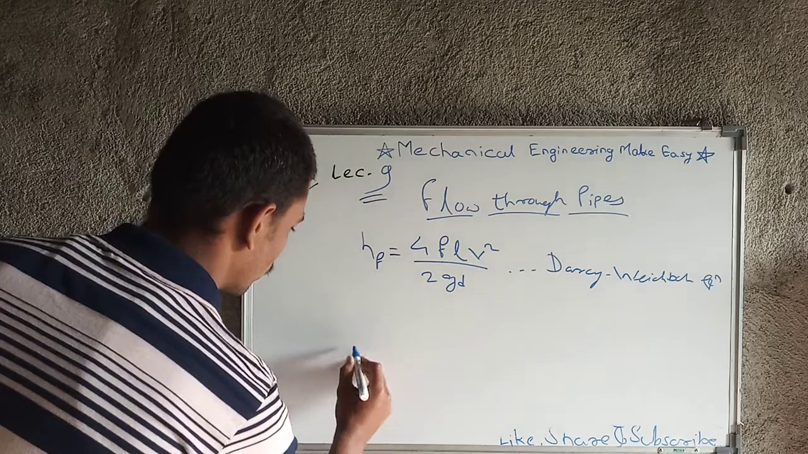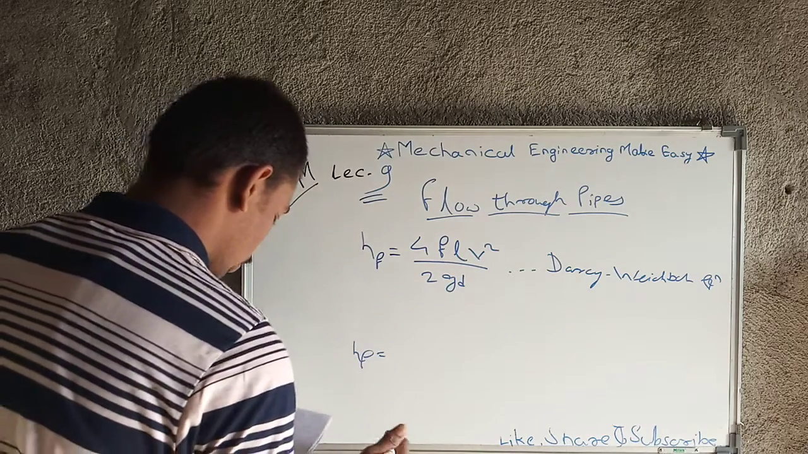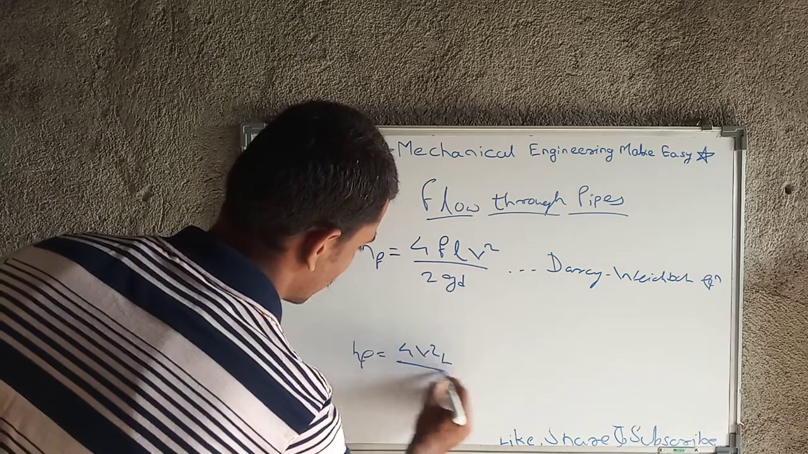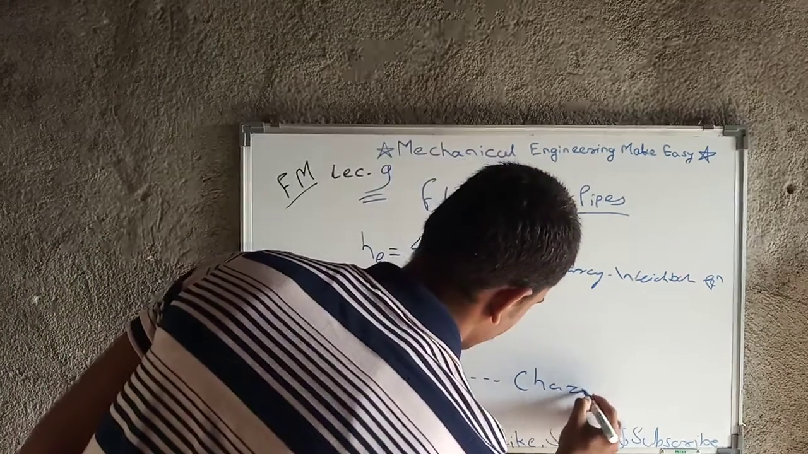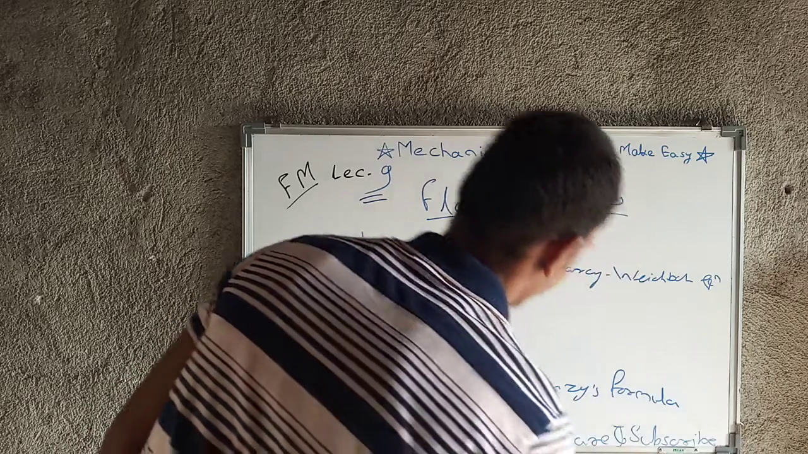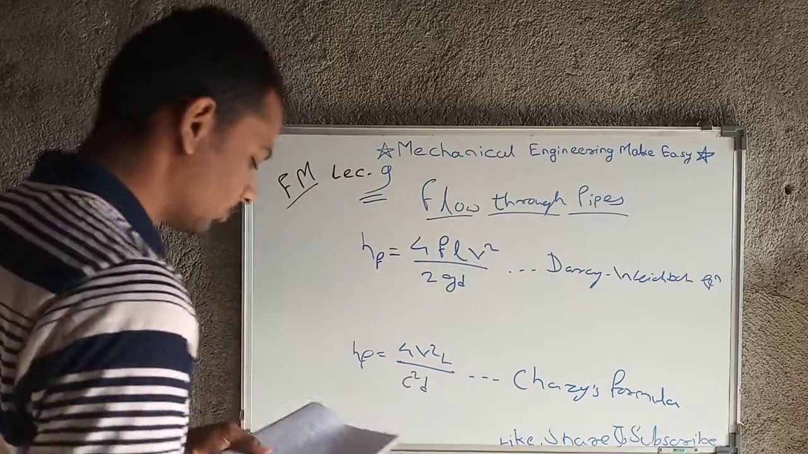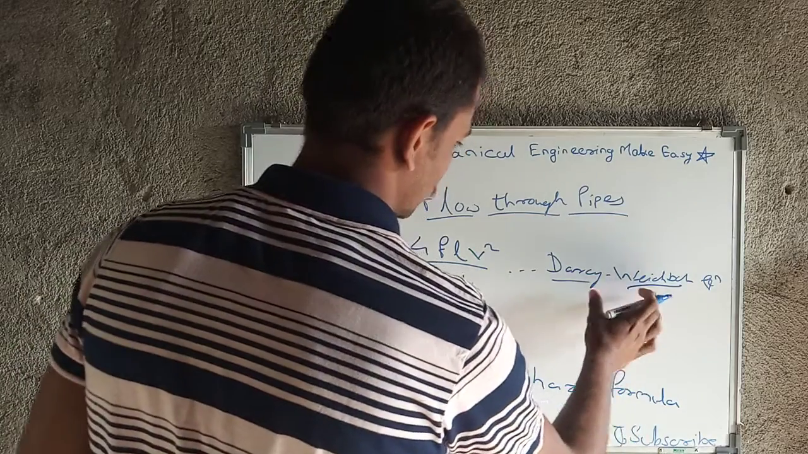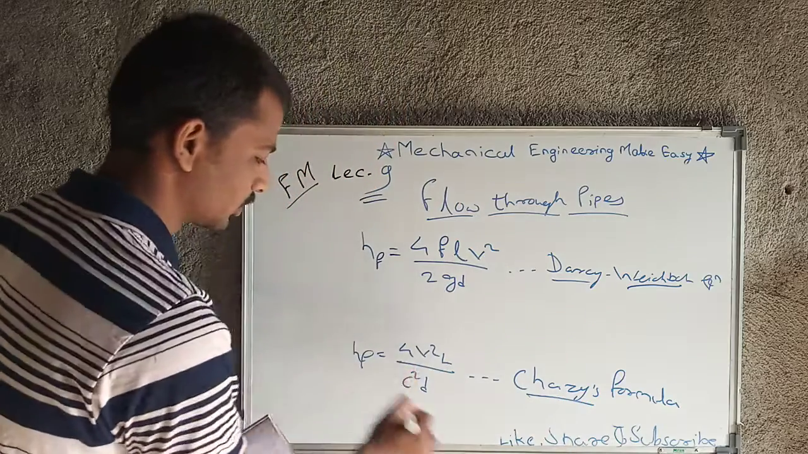Another equation is Chezy's formula. So firstly I will note down all the formulae. hf is equal to 4V squared L upon C squared D. This is Chezy's formula. Both formulas will give us the friction loss, but two different scientists are there. One is Darcy and Weisbach, who designed the first equation, and another is Chezy, who designed this equation.